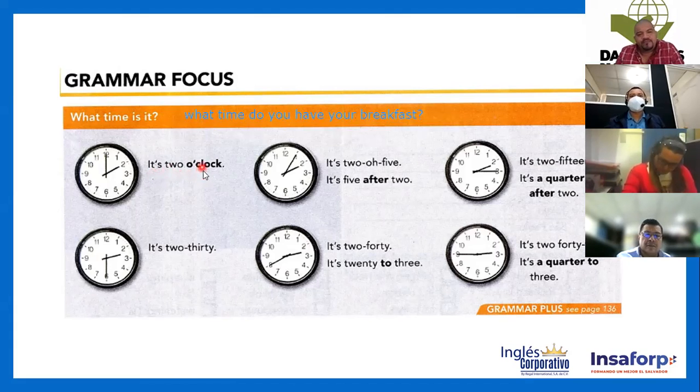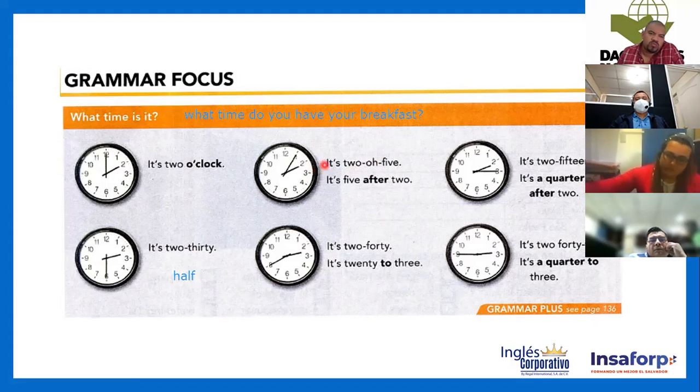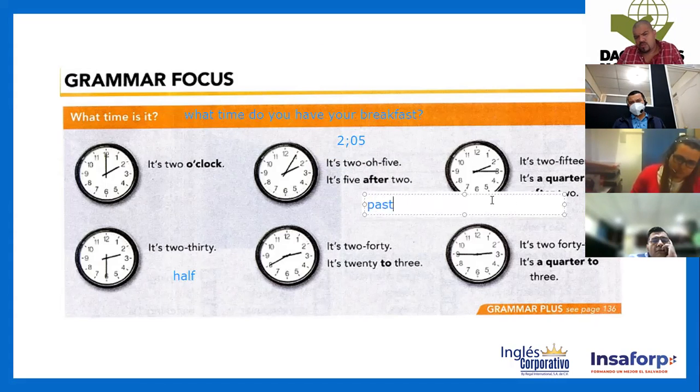So, vamos a ver algunas formas. Para decir en punto, vamos a decir o'clock, right? We have the example, it's 2 o'clock. Son las 2 en punto. Para decir, por ejemplo, las 2:30. It's 2:30. También está el half que nos indica 30. It is the same as 30. 2 and a half, right? Okay, podemos decir of two ways. Tenemos la otra forma que podemos utilizar en el caso que sean las 2:05, right? It's 2:05. Otra forma de decirlo, it's 5 after 2. Pasan 5 minutos de las 2. También podemos reemplazar el after por el past. Okay, también lo podemos reemplazar. That is another way.